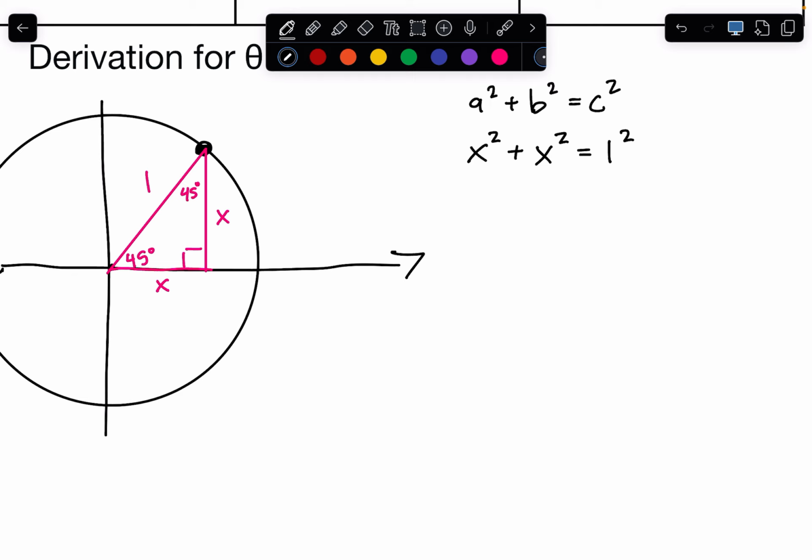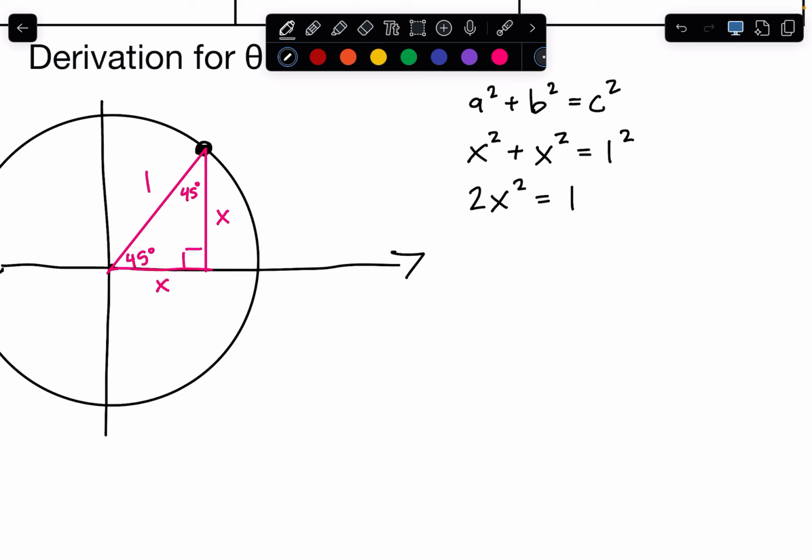On the right, what is 1 squared? 1. We like that. That makes us happy. On the left, x squared plus x squared is what? If we were multiplying, we would end up with x to the 4th, but we are adding. Adding doesn't change exponents, it changes coefficients. 2. Yeah, this is 2x squared equals 1.